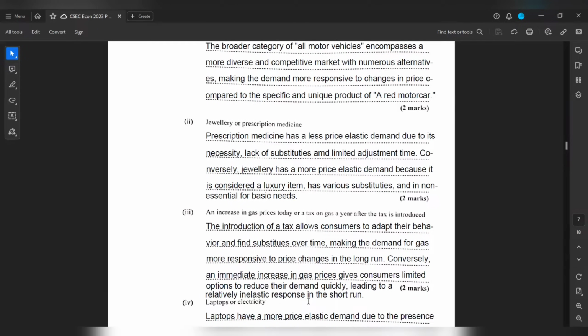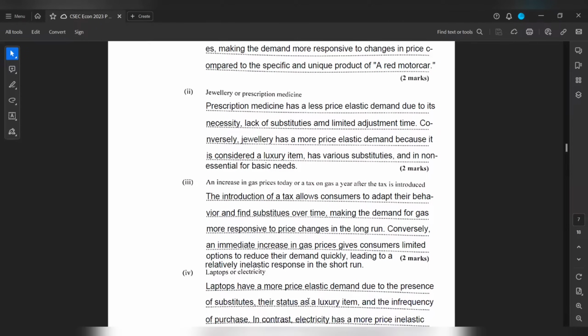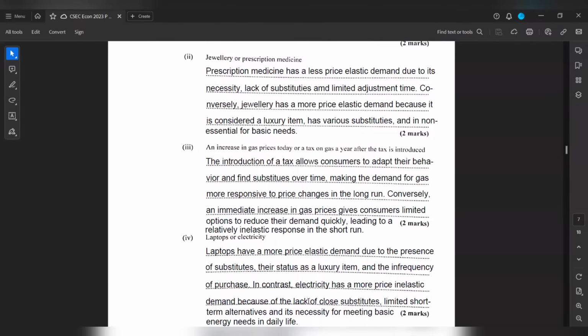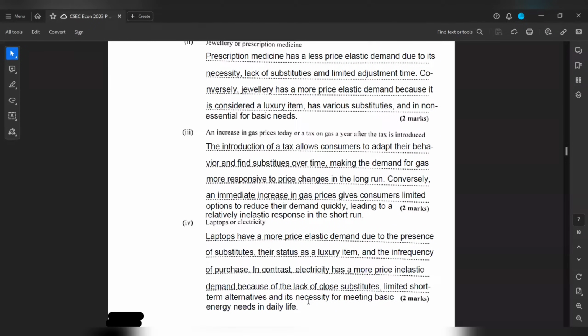Laptops or electricity. Laptops have a more price elastic demand due to the presence of substitutes, their status as a luxury item, and the infrequency of purchase. In contrast, electricity has a more price inelastic demand because of the lack of close substitutes, limited short-term alternatives, and its necessity for meeting basic energy needs in daily life.